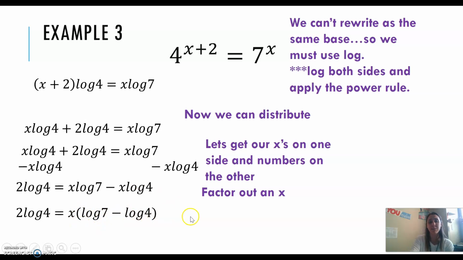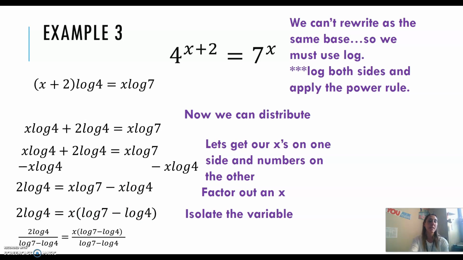Now I have x times this. I can get it away from x and totally isolate the variable. And I end up with 2 log of 4 divided by log of 7 minus log of 4. This turns into a 1, so I just have an x by itself. And then this is what you're going to plug into your calculator. So go ahead and do that.